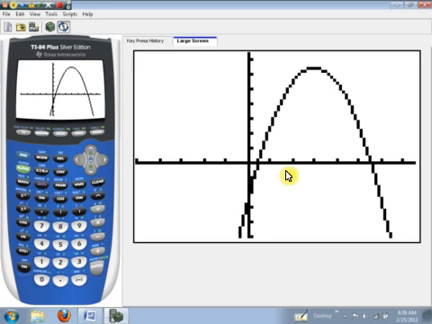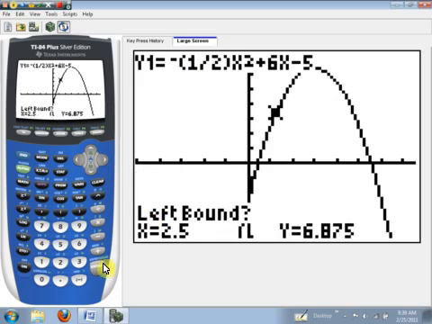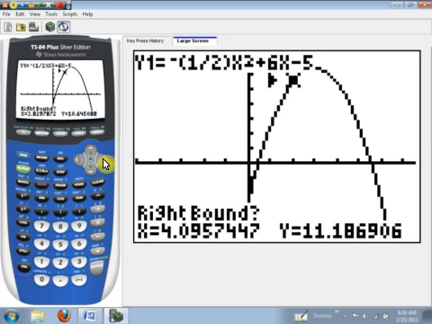So to get an idea of what its coordinates are, I'll go to the Calculate menu, super valuable menu on our calculator. We get to that by hitting the second key and then Trace, the Trace button. And since the graph opens down, we want to find a maximum value. That's option 4. So notice when I scroll down and hit enter on number 4, or I just press the number 4, it asks me to give a left bound. That means put in any number that is to the left of the vertex. And then it asks me for a right bound. Find any point on the graph that's to the right of the vertex.